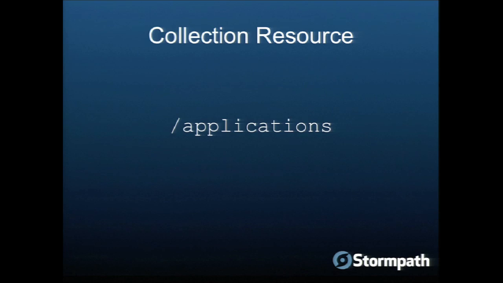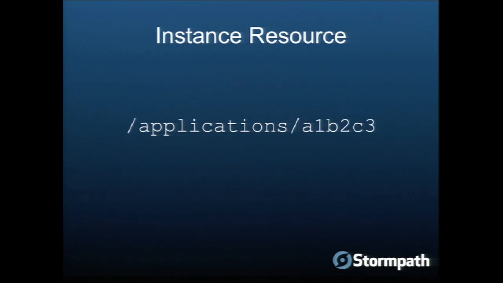But what about a particular instance? In this example, we are accessing a particular instance of an application below the application's base URI. This allows us to further restrict the type of data that we get back within that collection. In this case, we're returning only the application with ID A1, B2, C3. So that's it. There's really only these two types of things that you have to worry about when you're creating your models for your REST resources.